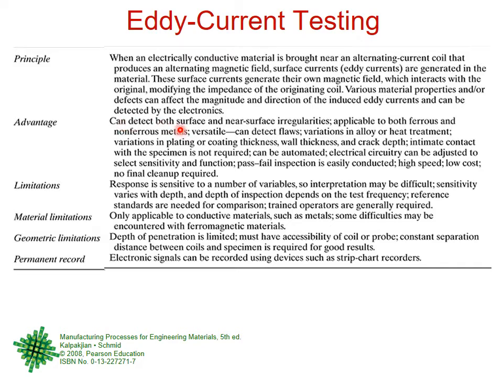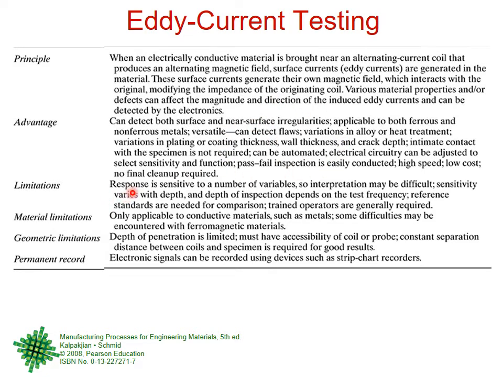Advantage: it can detect both surface and near surface irregularities, applicable to both ferrous and non-ferrous metals. Versatile, can detect flaws, variations in alloy or heat treatment, variations in plating or coating thickness, wall thickness, crack depth, etc. Intimate contact with the specimen is not required. You don't need direct contact. Can be automated. Electrical circuitry can be adjusted to select sensitivity and function. Pass-fail inspection is easily conducted. High speed, low cost, and so on. So lots of advantages and so forth.